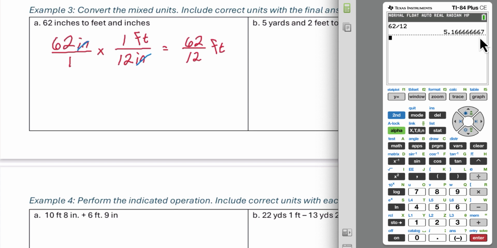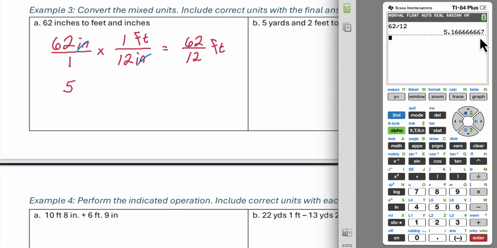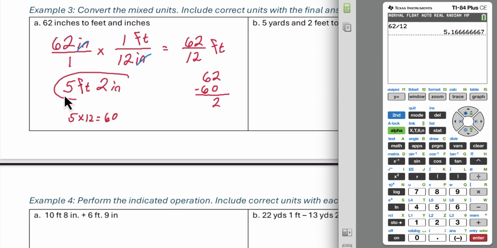So let's start with the 5 feet that we know. The rest is part of a foot, or just inches. We know that we're starting with 62 inches. 5 feet, if we do 5 times 12, that is 60 inches. So we can subtract that 5 feet, or 60 inches, to get 2 inches left over. So we have 5 feet and 2 inches in 62 inches.